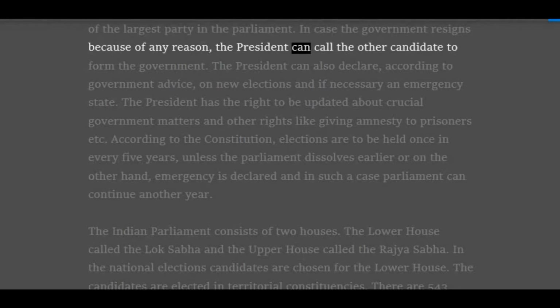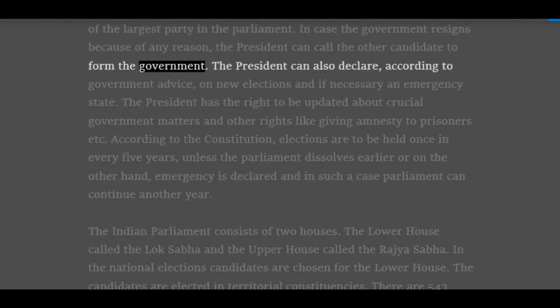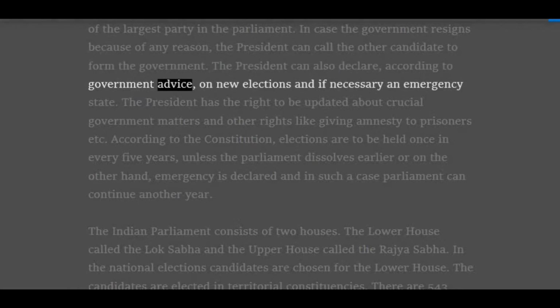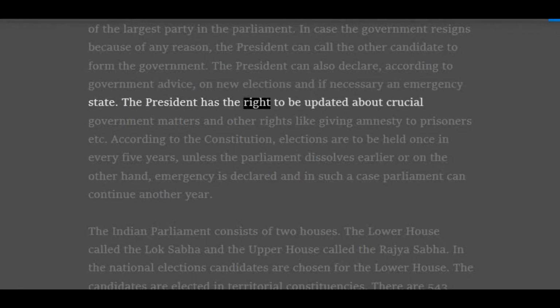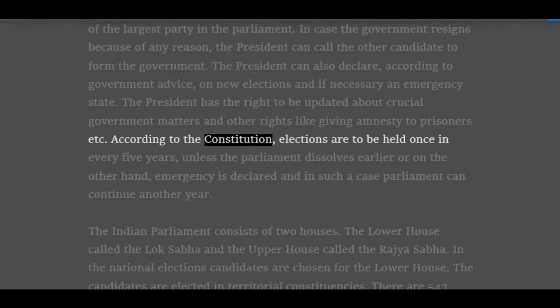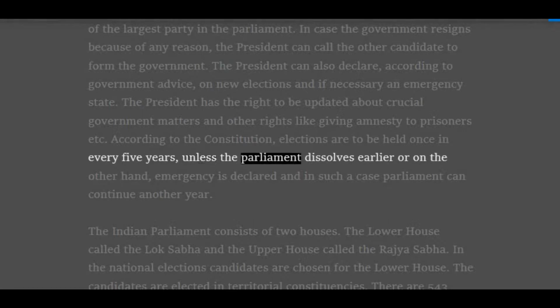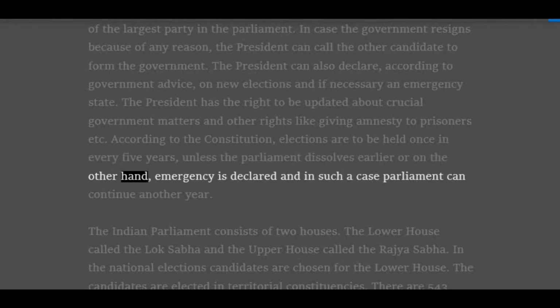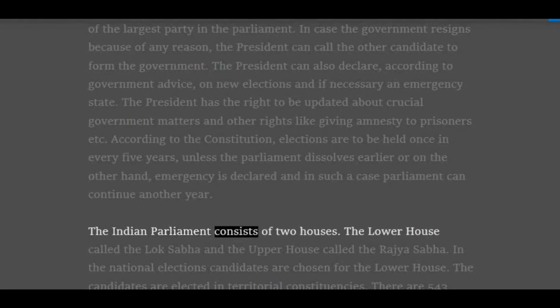In case the government resigns because of any reason, the president can call the other candidate to form the government. The president can also declare, according to government advice, new elections and if necessary an emergency state. The president has the right to be updated about crucial government matters and other rights like giving amnesty to prisoners, etc. According to the Constitution, elections are to be held once in every 5 years, unless the parliament dissolves earlier, or on the other hand, emergency is declared, and in such a case parliament can continue another year.